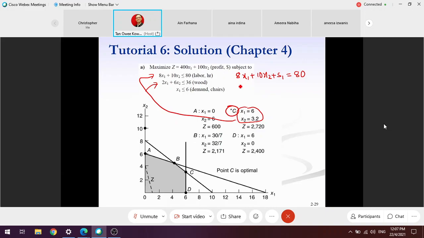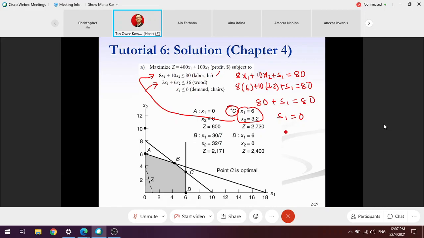Then I start ganti, I will replace or substitute the x1 and x2 into this formula, plus s1 equal to 80. So from there, I know this is 80. This is 80 plus s1 equal to 80. So s1 equal to 0. So what does it mean? It means there are no unused resources in the lab. Lab fully utilized. That's good.